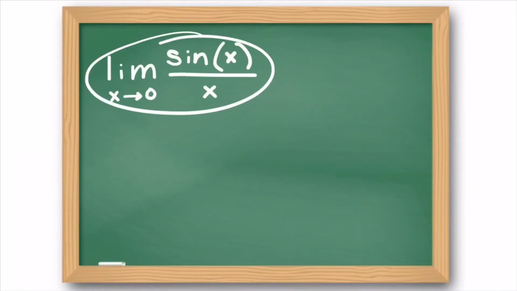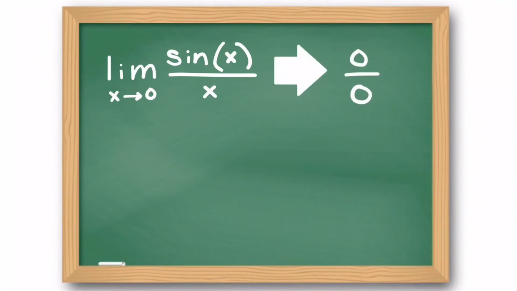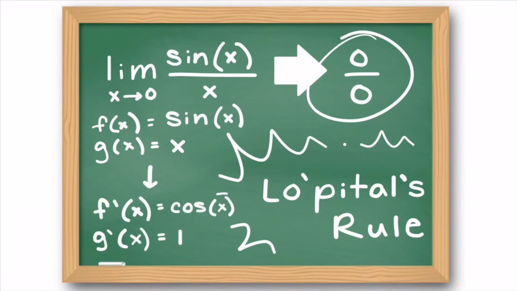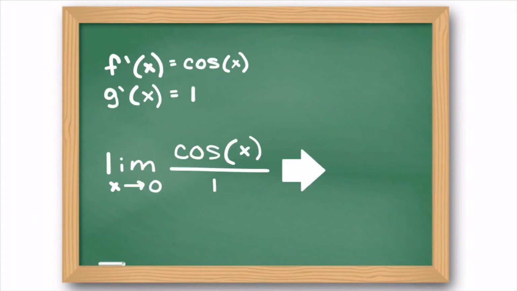Okay, so let's say we have the limit as x goes to 0 of sine of x over x. If we just plug in 0, we'll get 0 over 0, which is undefined. Therefore, this limit is indeterminate. This makes it a candidate for L'Hopital's rule. To use L'Hopital's rule, you must take the derivative of the top and bottom of the limit. In this case, the derivative of sine is cosine, and the derivative of x is 1. This leaves you with the limit as x goes to 0 of cosine of x over 1. If you plug 0 into this equation, you get 1 over 1, which is 1. And that is the answer to the limit.